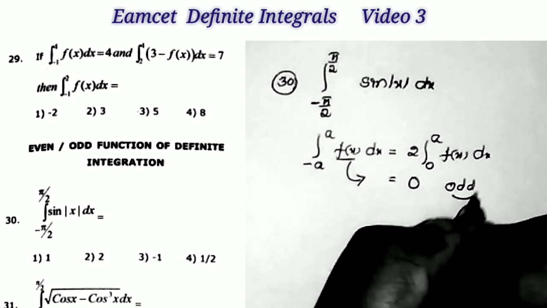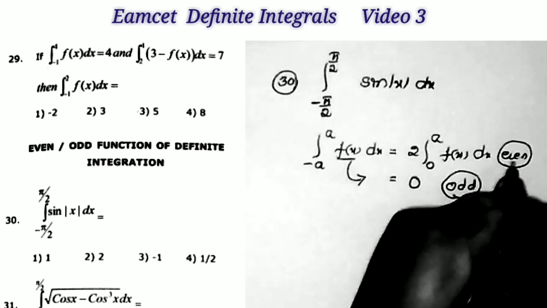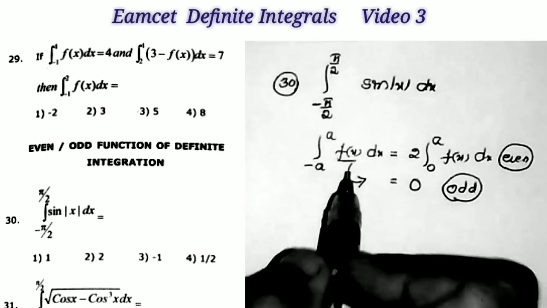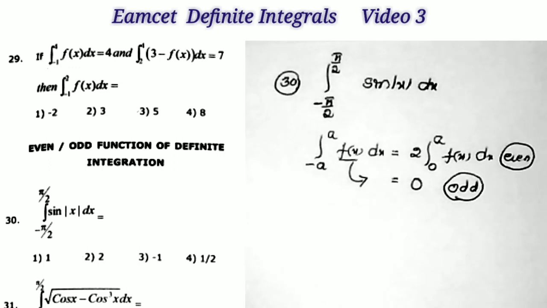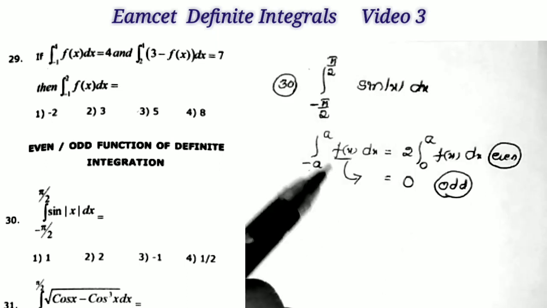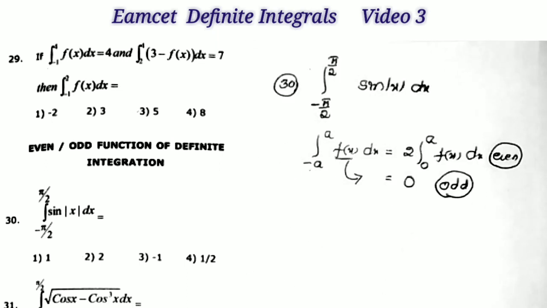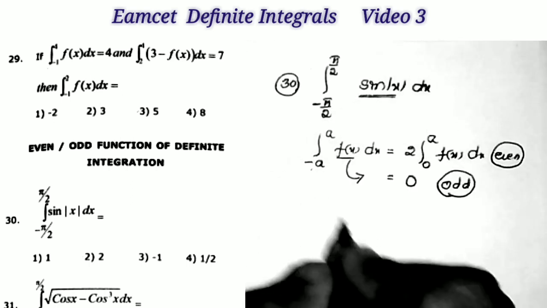If the function is odd, then directly we can tell the answer is equal to 0 without doing the problem. And if it is an even function, then we apply this formula to get the answer. This is the easy method. When we have the limits in the form minus a to a, then we always prefer this procedure. First of all, we have to check whether it is an even function or an odd function.